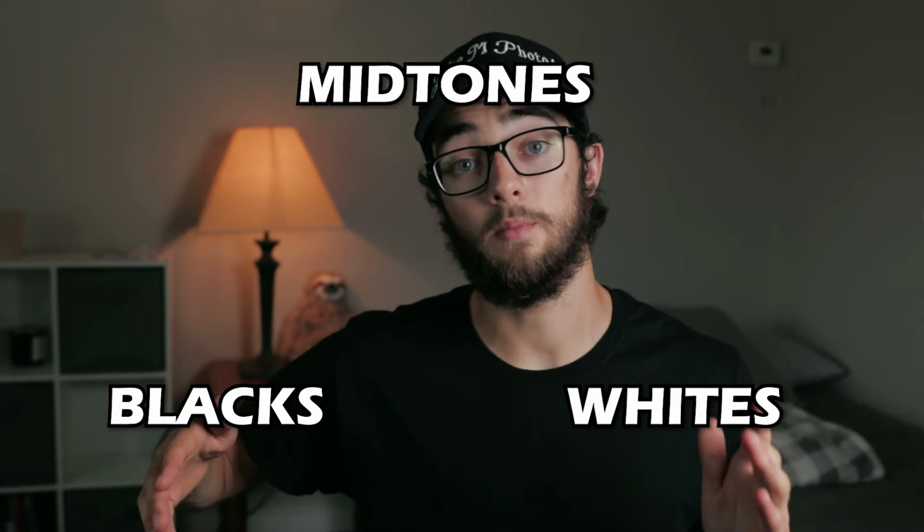Well, for starters, the whites are all the way on the right side and the blacks are all the way on the left side. And then the midtones are right in the middle. So the horizontal x-axis represents how dark or bright your image is. Then the vertical y-axis represents the amount of tones in that specific brightness.